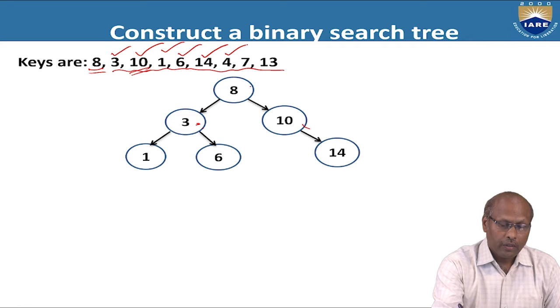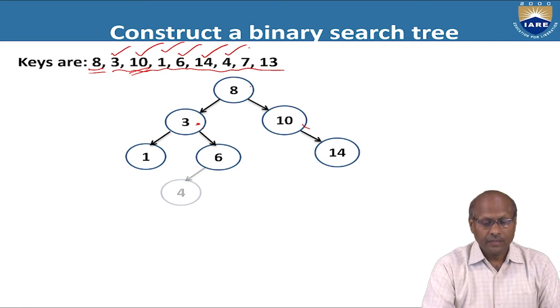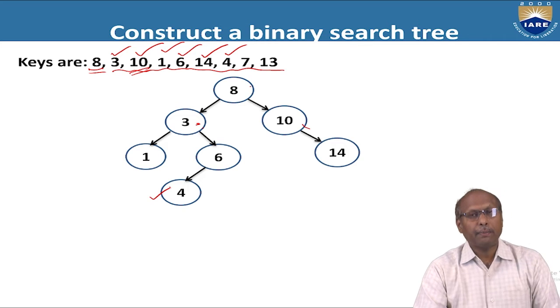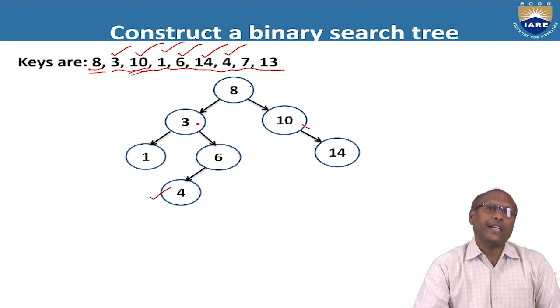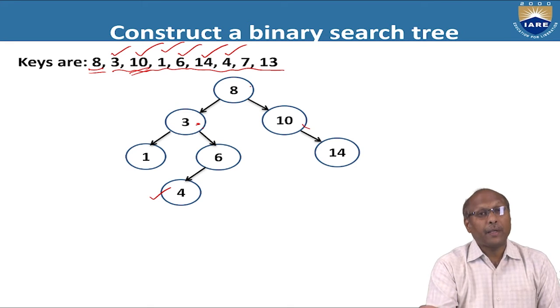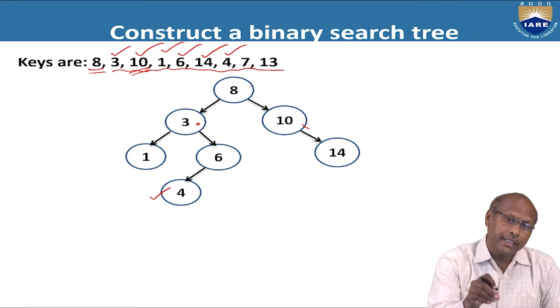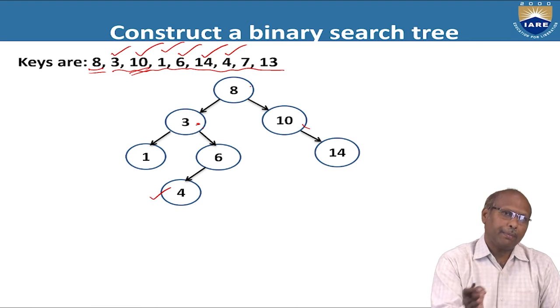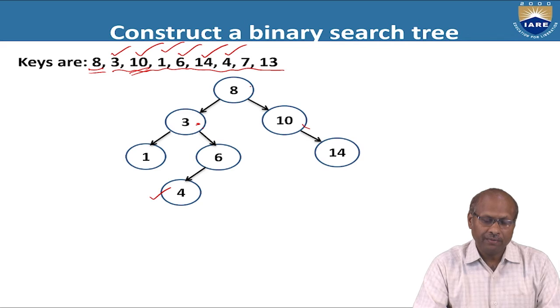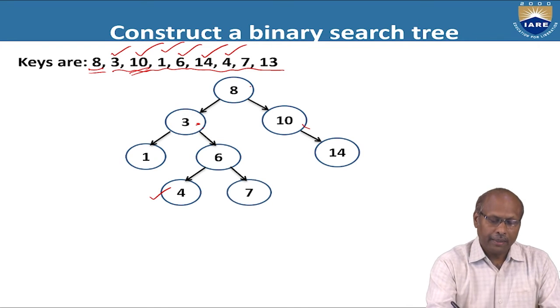Next is 4. When 4 is coming, it goes left of 8, greater than 3, less than 6, so 4 is inserted left of 6. Because always you have to start checking from the root level. From the root you decide the path, whether left or right. After coming there, again in that subtree's parent you have to check whether left or right, based upon its value. Next is 7. 7 is greater than 6, so right.